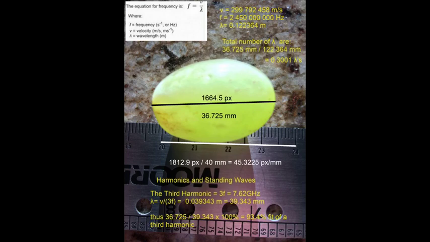Well, lo and behold, lambda 3, which is equal to the velocity divided by 3 times the frequency, equals 0.039 meters, or 39.34 millimeters. Very close to the harmonic frequency that I'm looking for within the grape. Thus, 36.725 divided by 39.343 times 100% is 93.4% fit of a third harmonic.